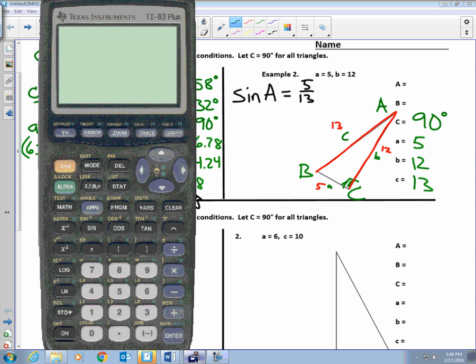So what that means is our variable is in the angle instead of over on the other side. How that changes things is if you are looking for an angle, you don't press sine, you press second sine. That's called sine inverse or arc sine. And you don't type in the angle, you type in this value, and it will give you the angle. 22.62.